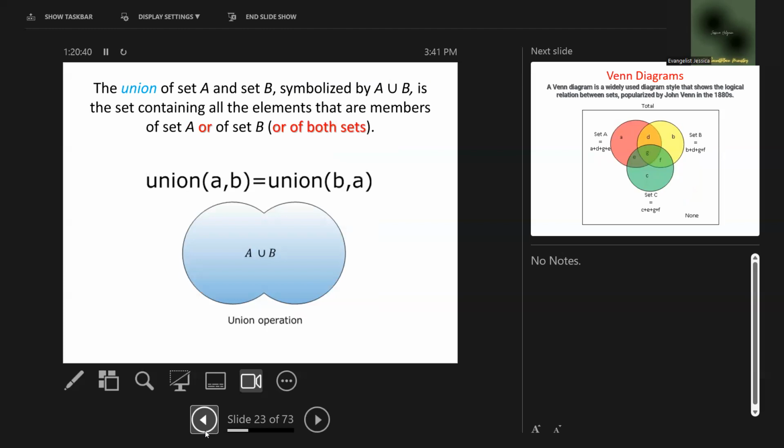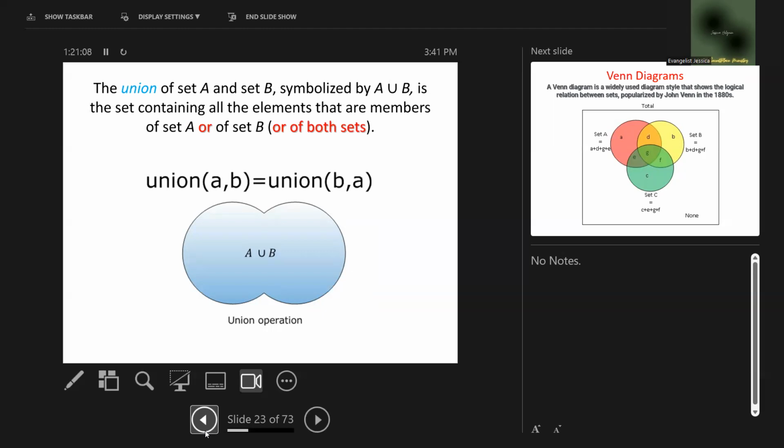And union means it doesn't matter, it can be in either this one or the other one. The union of set A and set B is symbolized by A, U, B. So the set contains all the elements that are members of set A or set B, or both sets. So the union of A, B is the same as the union of B, A, as you can see in that picture.